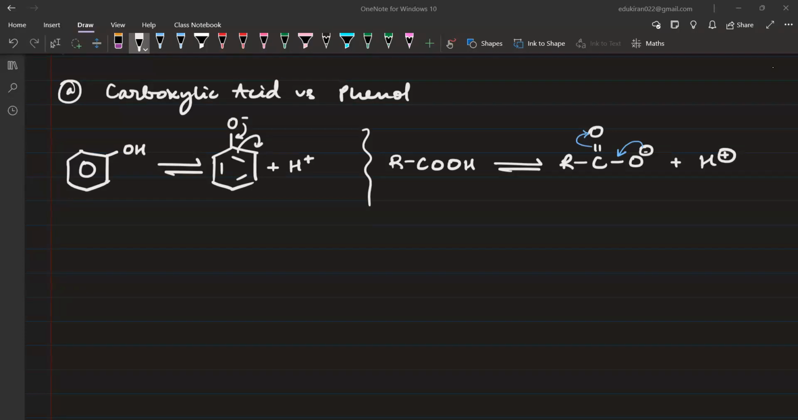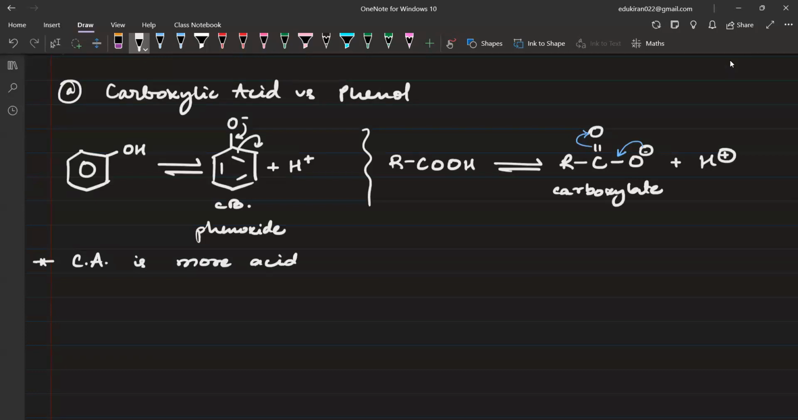What is the reason? The reason is the conjugate base of phenol, that is the phenoxide ion, and the conjugate base of carboxylic acid, that is the carboxylate ion. So the reason is carboxylate ion is more stable than phenoxide ion. That is why carboxylic acid is more acidic than phenol. So first point, carboxylic acid is more acidic than phenol. ये एक सवाल आ सकता है आपका.